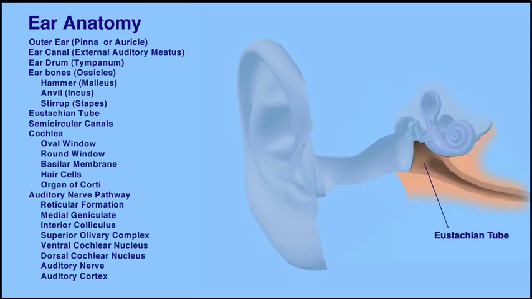The eustachian tube connects the open area behind the eardrum to the nasal cavity. This helps release pressure from the inner ear to the atmosphere.